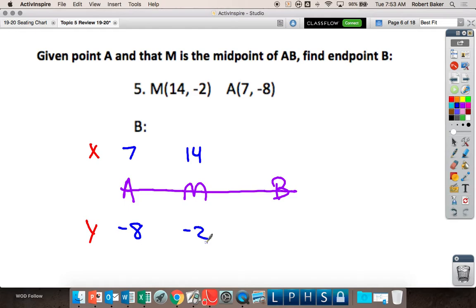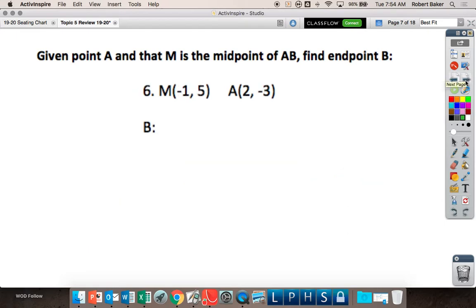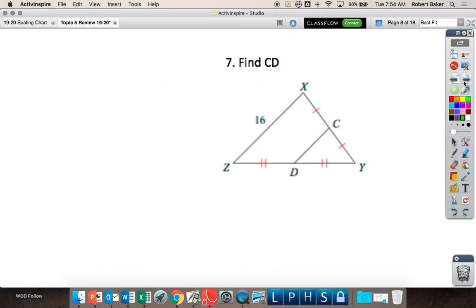So the game here is, how do I get from X to the midpoint? That's by doing +7. So I need to do that again to get to the other endpoint. 14 plus 7 is 21. Okay, same thing down here on the Y's. How do I get from -6 to +2? That's +6. And then do that again, +6, to get to the coordinate of the other endpoint. So B is the coordinate location, 21, 4. Right? You're going to do that same type of math here. It's a question for you to work on and for you to practice.